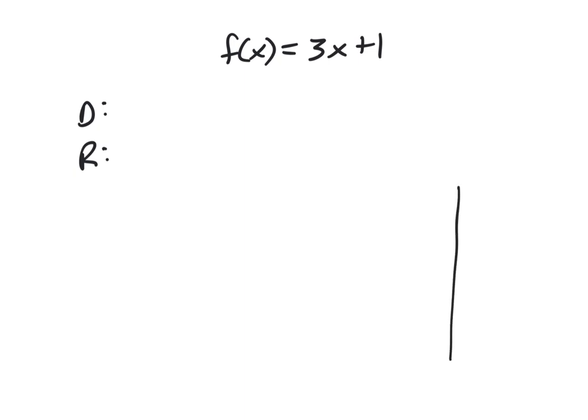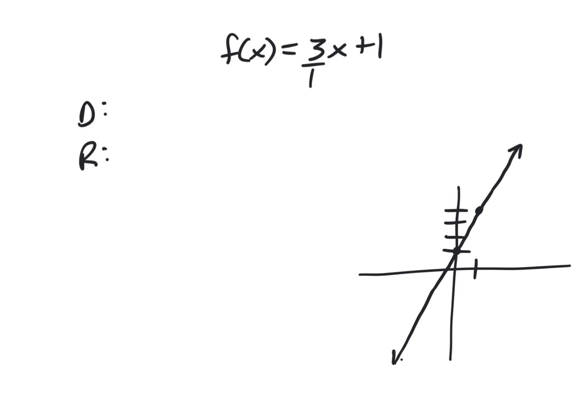Now, if we were to graph this one, and you could put it in the calculator. I don't have a problem with that. But I'm just going to go up 1, make a point. I'm going to go up 3 and over 1. And this is a linear function. It's going to make a line. Okay, and what we have to remember here is my x value goes left to right, my y value goes up and down.